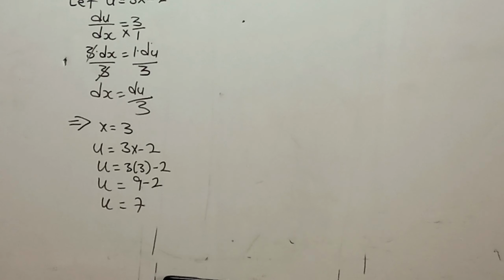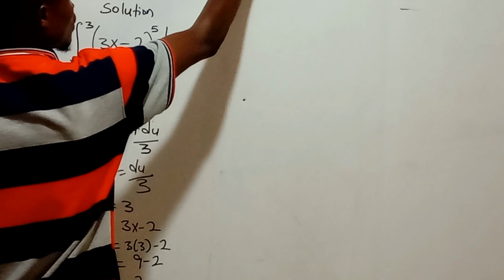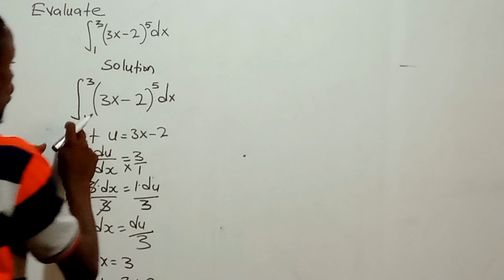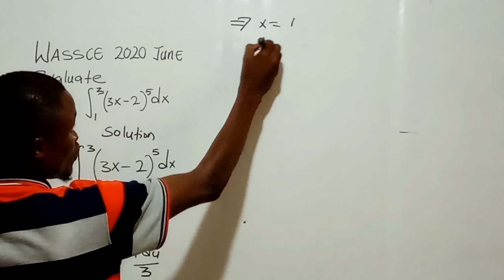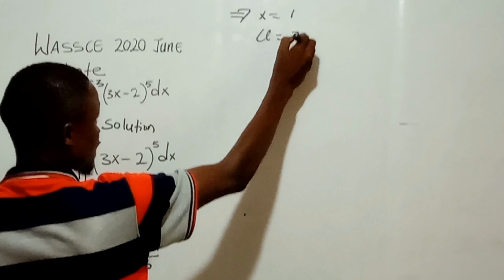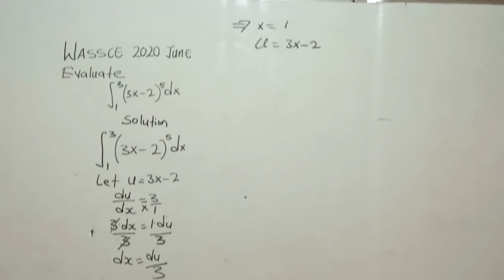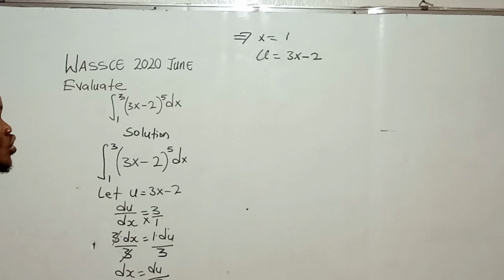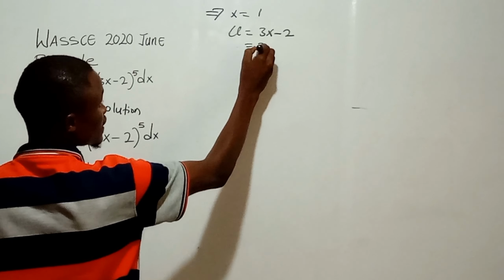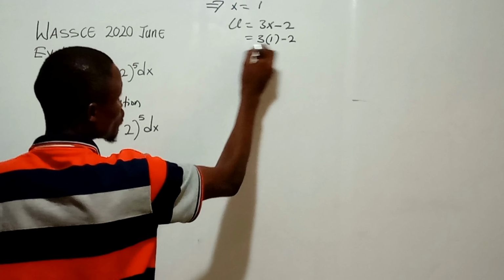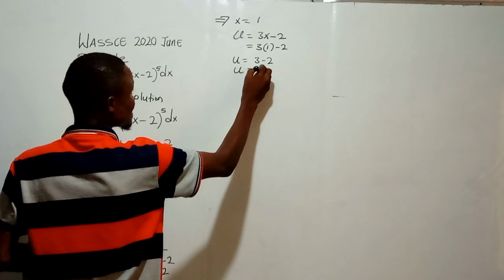The next thing you need to do, you take the lower limit also from this point. So we have x equals 1. And u is equal to 3x minus 2. Do we get it? U is equal to 3x minus 2. So wherever you see x, you substitute, so 3 into 1 minus 2. So u is equal to 3 minus 2. U is equal to 1.